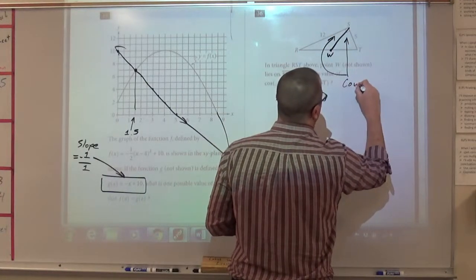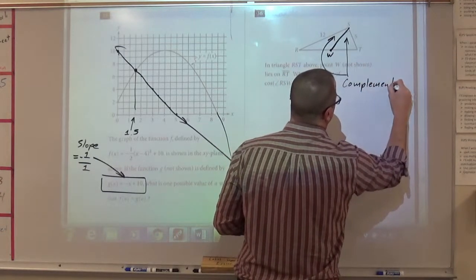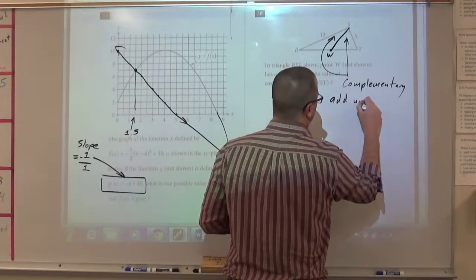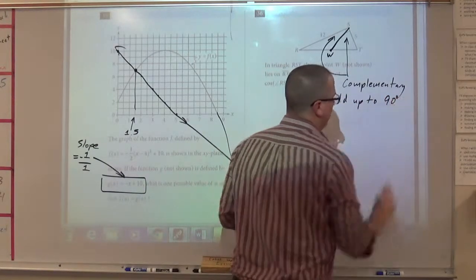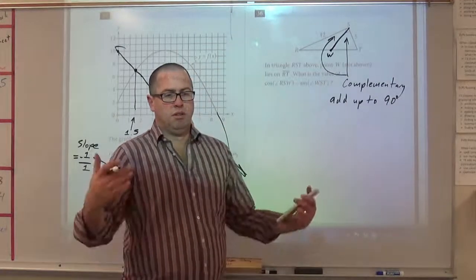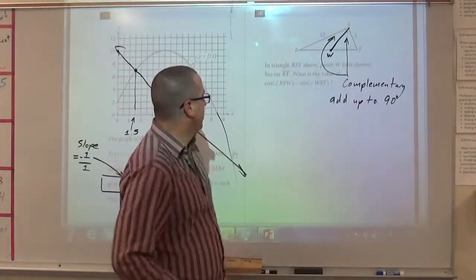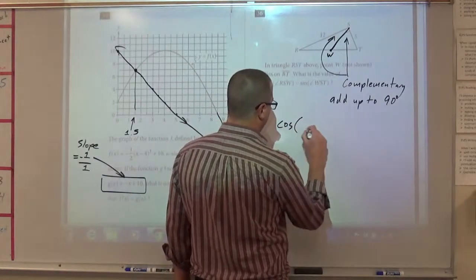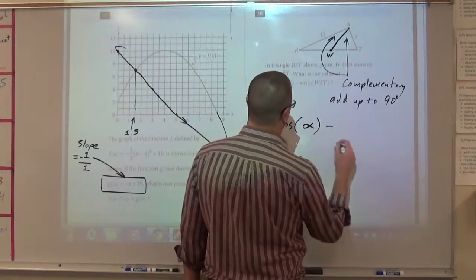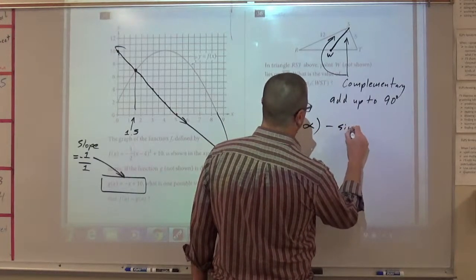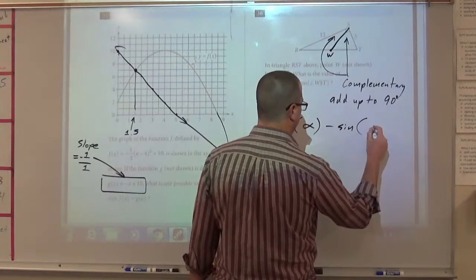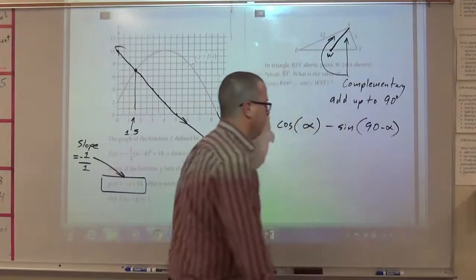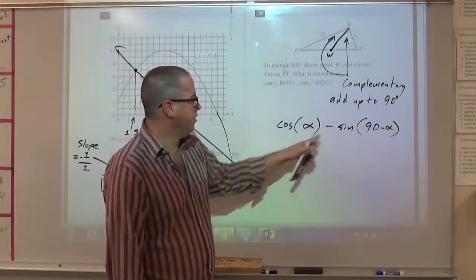These two angles are complementary, which means they add up to 90 degrees. There's a trig thing that says cosine of an angle minus sine of... if they're complementary, then this is going to equal 0.